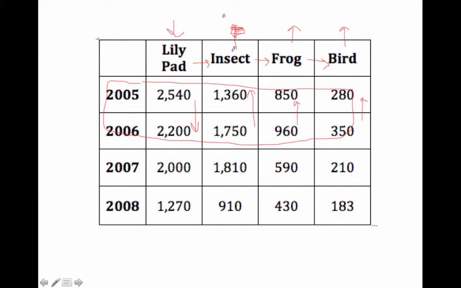If my frog increased, would that cause its prey to increase? No, so that can't be it. If my bird increased, would that cause its prey to increase? No. So the answer should have been insect, which holds true to what that guy from the video said.